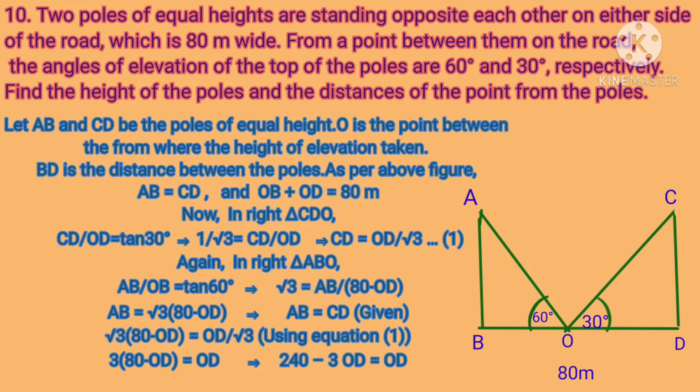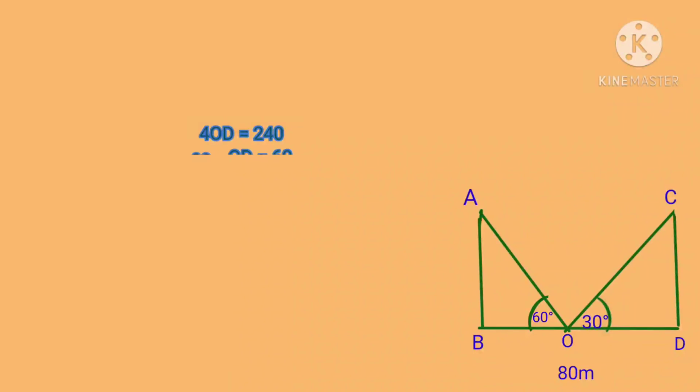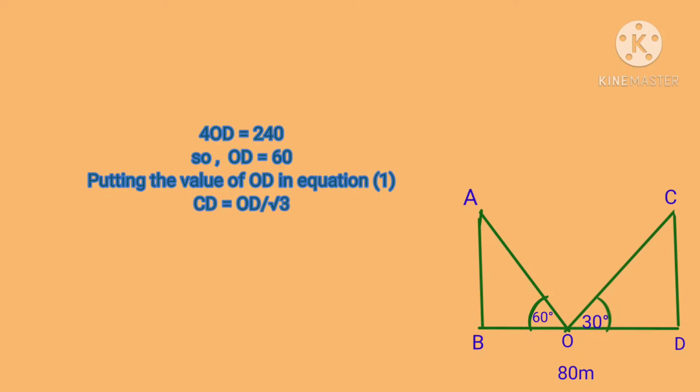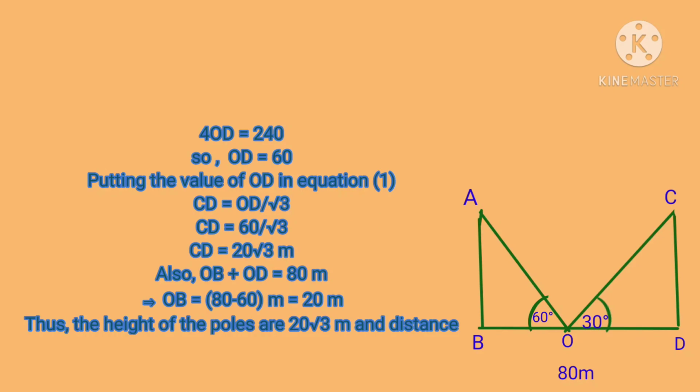Now in right angle triangle ABO, AB by OB is equal to tan 60 degree. So tan 60 is root 3 is equal to AB by 80 minus OD, and AB is equal to root 3 into 80 minus OD. So AB and CD are equal. So put the value of CD here. So root 3 into 80 minus OD is equal to OD by root 3. So we will get 3 into 80 minus OD is equal to OD. So 240 minus 3 OD, multiplied these numbers. So we will get 4 OD is equal to 240. So OD is equal to 240 by 4, which will equal to 60.